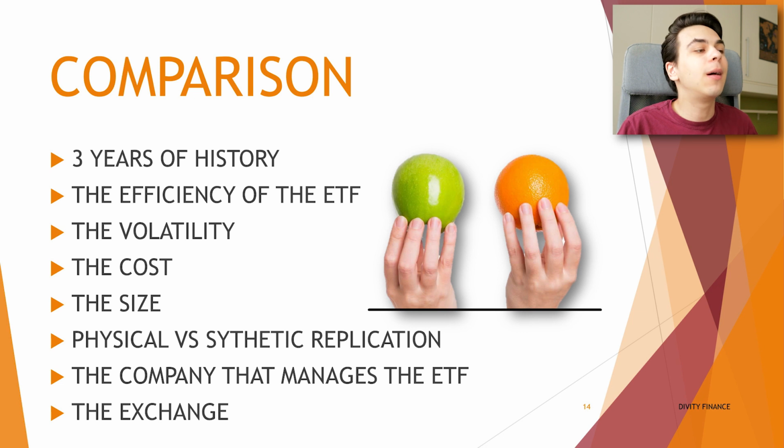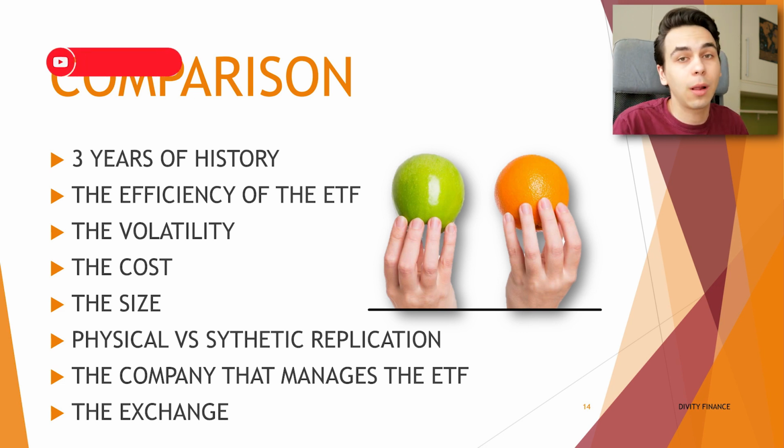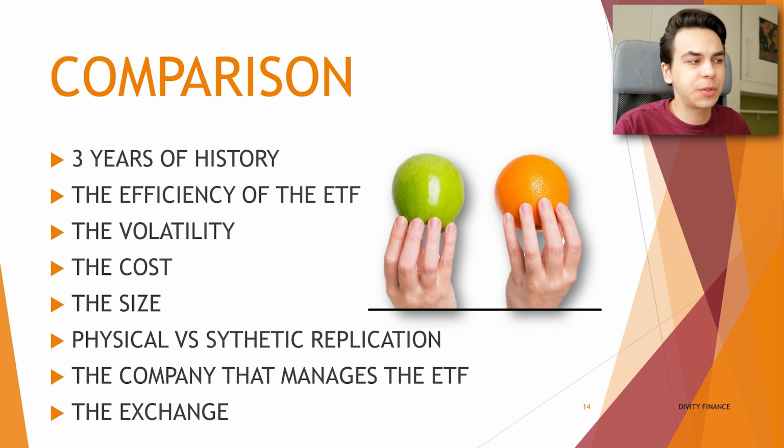As I said before, if you find a physical replication that is big, that has low costs, better volatility, better efficiency, and more history, even if the company is kind of new and kind of small, it's okay. But if it's small, normally it will also have small ETFs in terms of capitalization. Those things are connected, but anyways, the company also is kind of important.